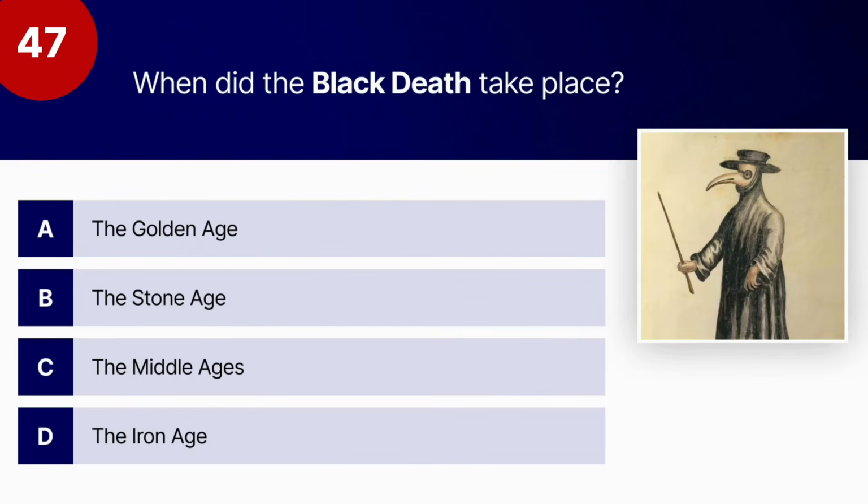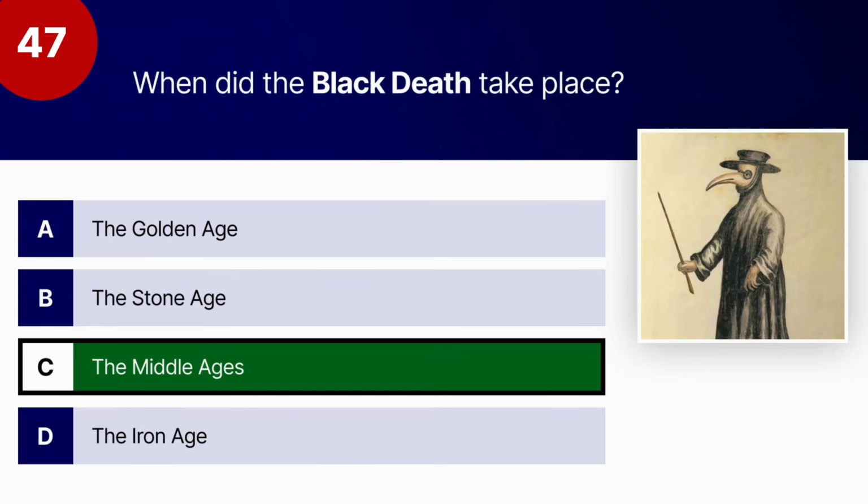When did the Black Death take place? A. The Golden Age, B. The Stone Age, C. The Middle Ages, D. The Iron Age. The answer is C. The Middle Ages.